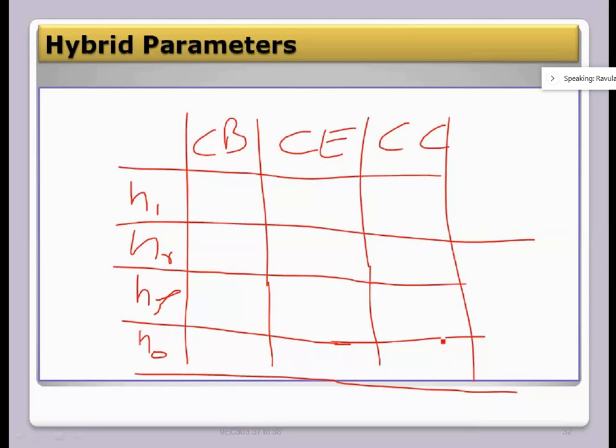Now, how to write this? So HI, that means HIB, HRB, HFB, and H naught B, like this. Similarly for all the three configurations.